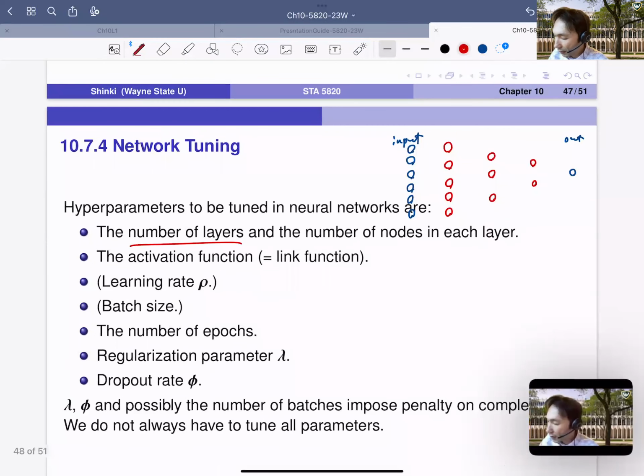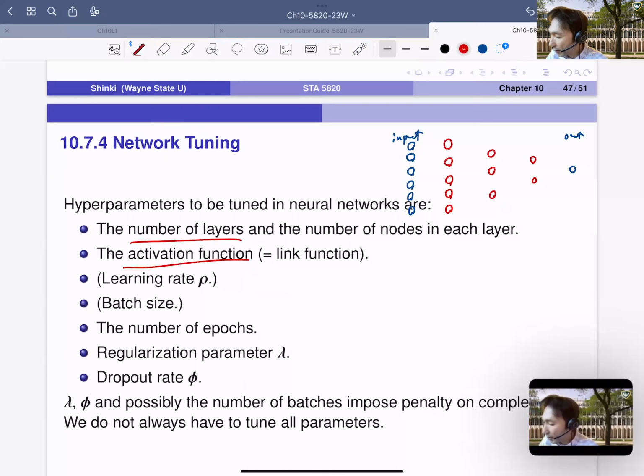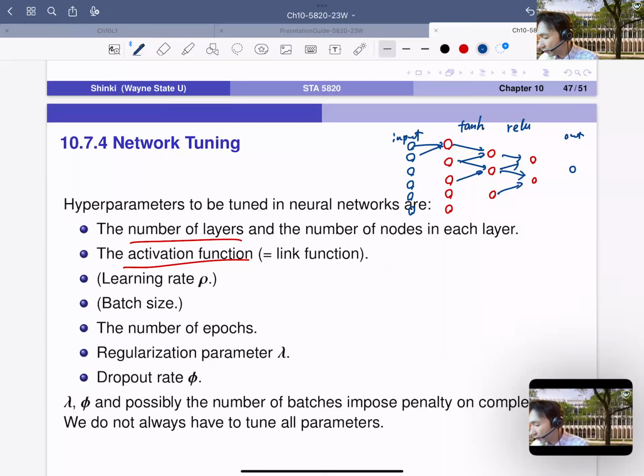And also the activation function. The activation function determines the relationship between nodes. In the Keras package, we should use the same function within each layer, but for different layers we can change the function. So you can choose, for example, the hyperbolic tangent here, and here maybe a ReLU function or something like that. So we can differentiate. And the learning rate rho.